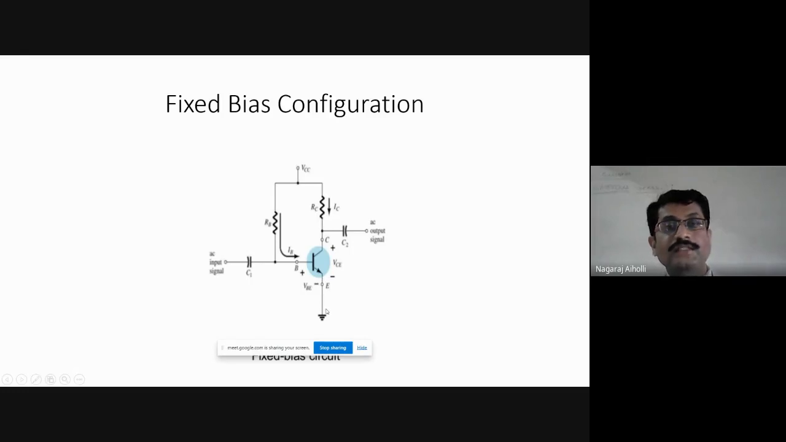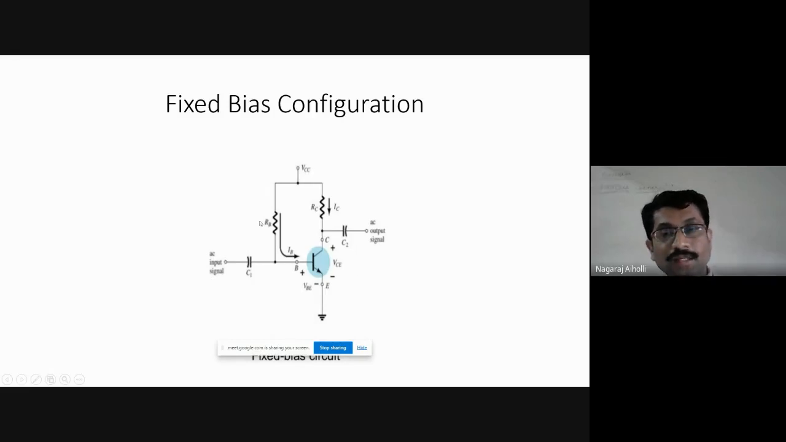Note that, students, in fixed bias configuration, the emitter terminal is always grounded. Then we have coupling capacitors connected at the input and output terminals. We apply the input signal to the base of the transistor through this capacitor, and hence it is called a coupling capacitor. We take the output from the capacitor connected to the collector terminal, which is also a coupling capacitor. There are two coupling capacitors, C1 and C2.